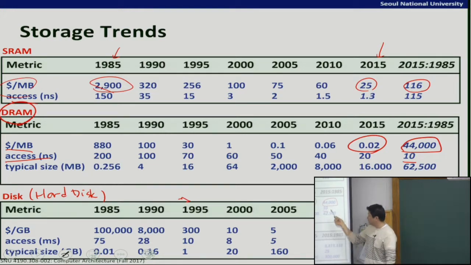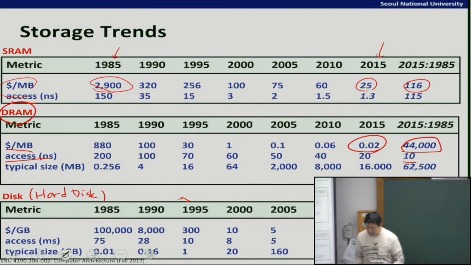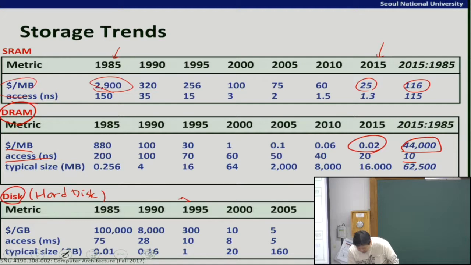So it only scaled down by a factor of 10, and the typical size of DRAM also scaled a lot. What about disk? In the case of disk, we actually have more of a reduction in the cost per gigabyte. In 1985, you had to pay about $100,000 to buy a 1 gigabyte drive, but now you only pay about $0.03 per gigabyte, because now we use terabyte hard disks, right?